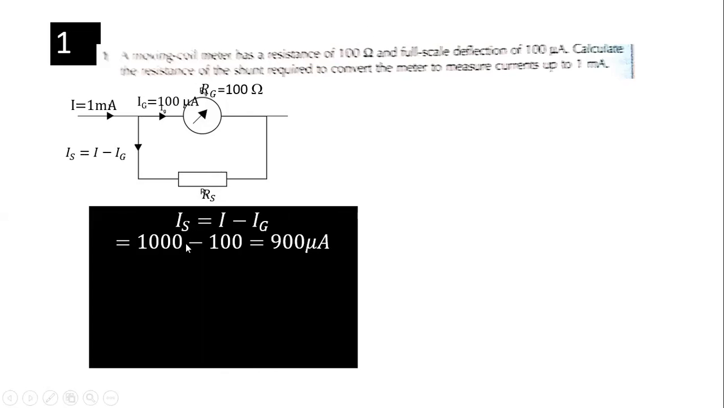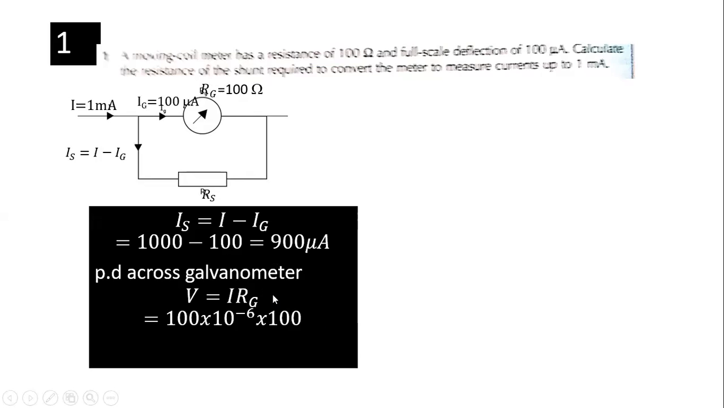You can change it to ampere if you want to. I'm using micro. So this 1000 micro minus 100 is 900 microampere, as long as you put a unit there. And the PD across the galvanometer is just your I times RG. That's your RG. That's your I. So this one you have to convert to a consistent unit. So I change this one to SI unit, and RG is 100.